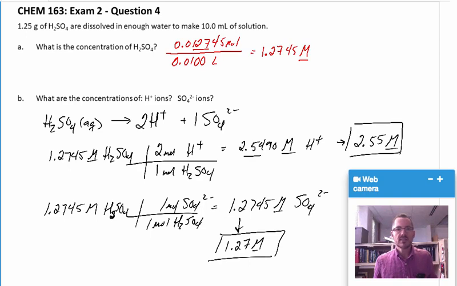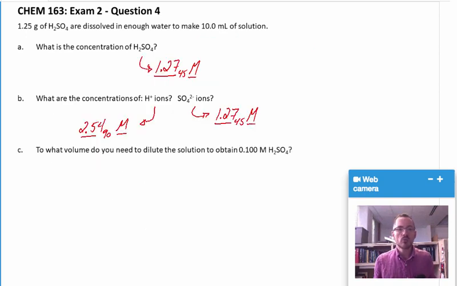And we can take one step further by asking to what volume we would need to dilute the solution in order to obtain a concentration of our sulfuric acid at 0.100 molar. Whenever I see the word dilute, there is a specific formula that we must remember. It's all based on the fact that the number of moles in our dilute solution are equal to the number of moles of our concentrated. The number of moles will not change.